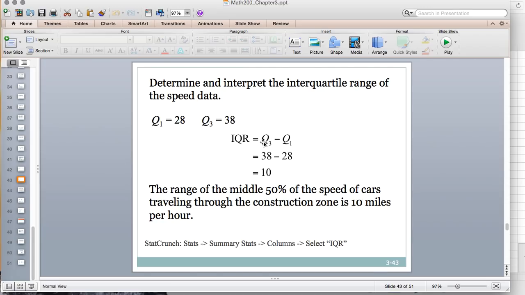So we would say that the range of the middle 50% of the speeds of cars traveling through the construction zone is 10 miles per hour. So we could also say that 50% of the observations are going to lie between 28 and 38 miles per hour.